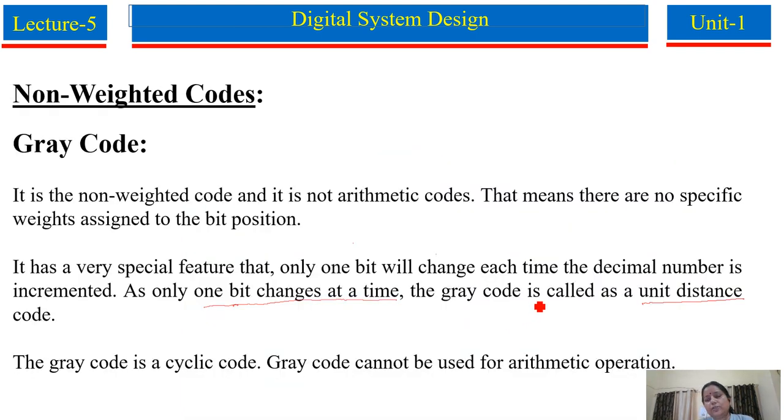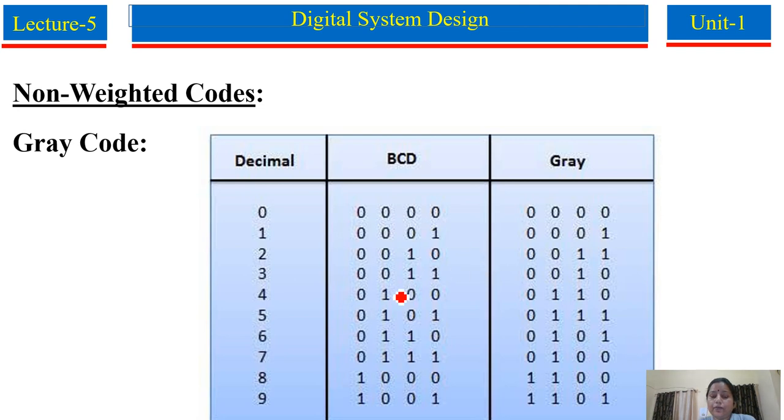Now the next non-weighted code is Gray code, another very important code used in K-map. It is also known as one bit change code or unit distance code. This is also a non-weighted code, meaning it is not written according to its weight factor or its position. So here I draw the table for Gray code. This is 0 to 9, the decimal numbers. This is the equivalent BCD. Now this is the Gray code.